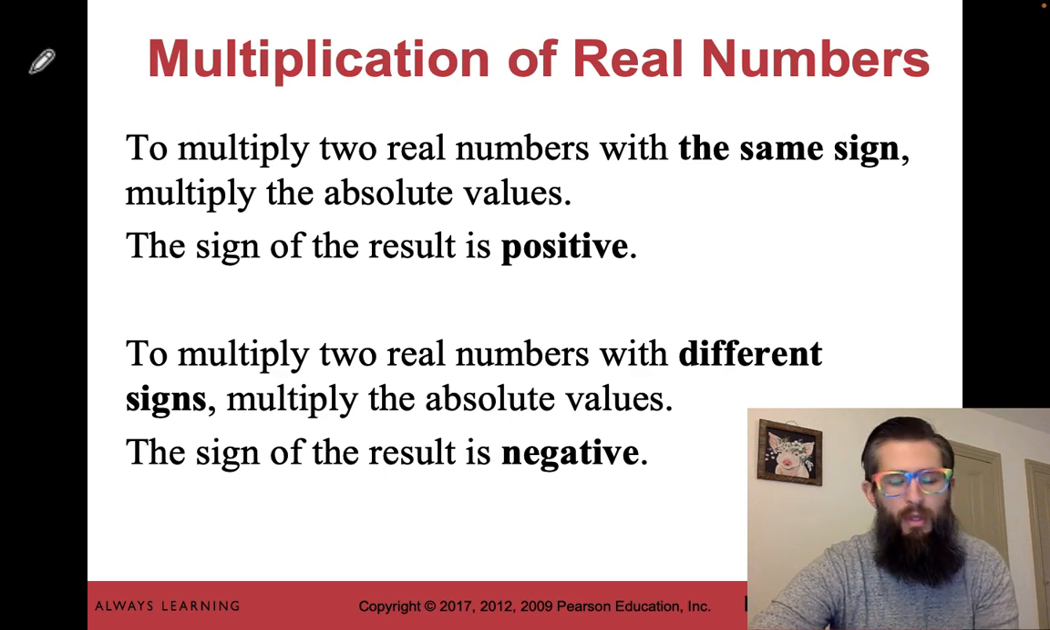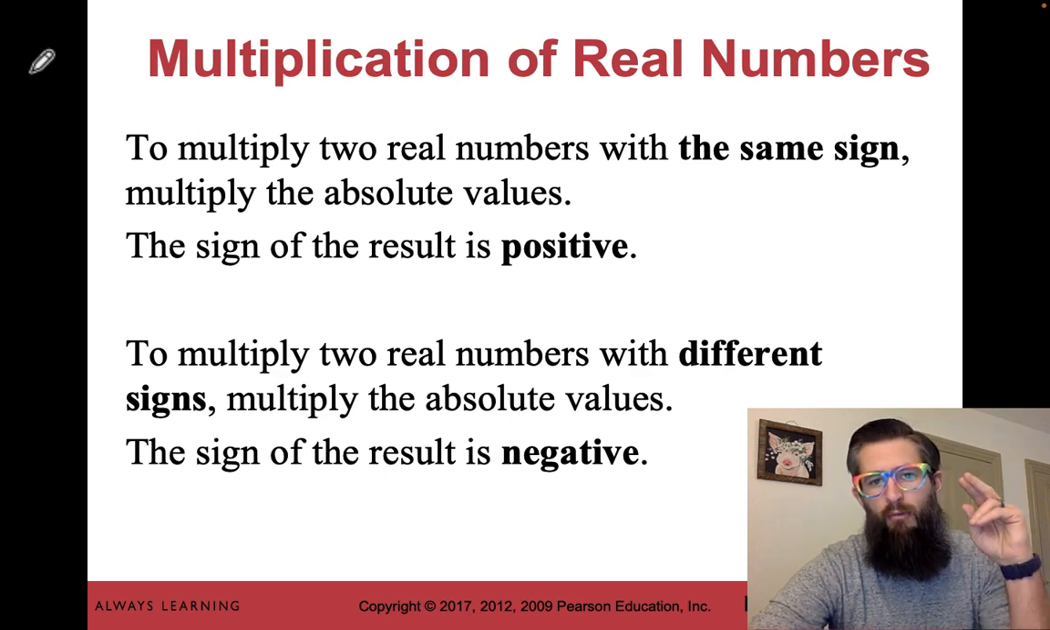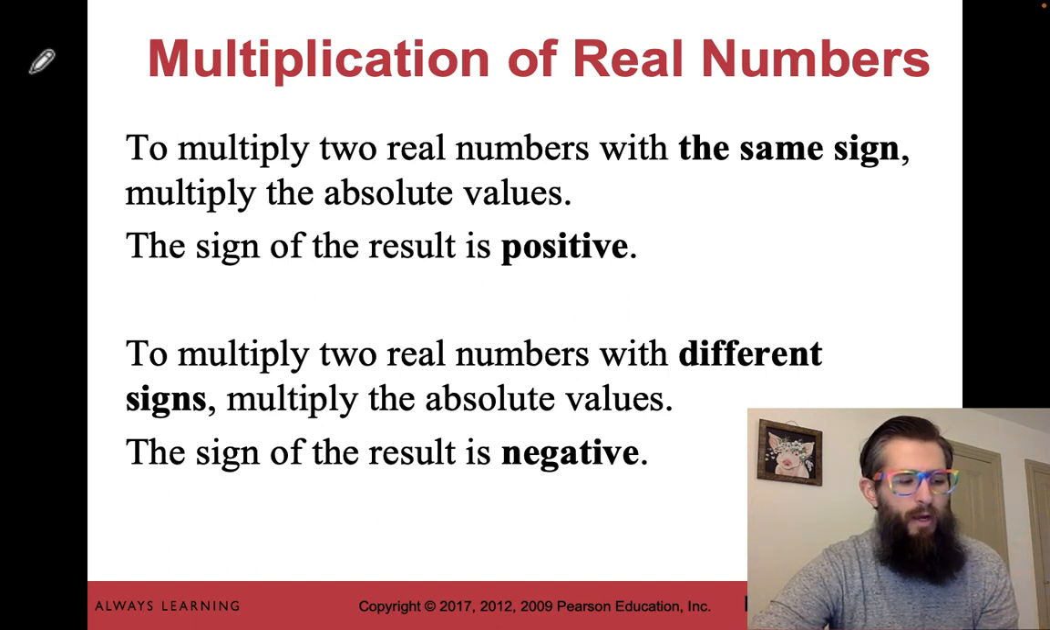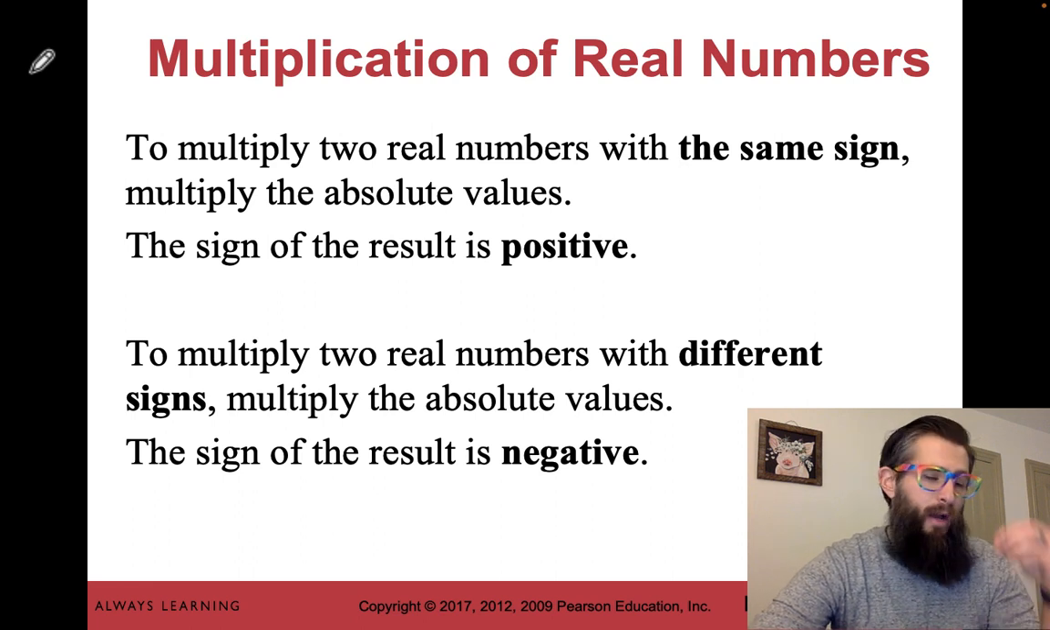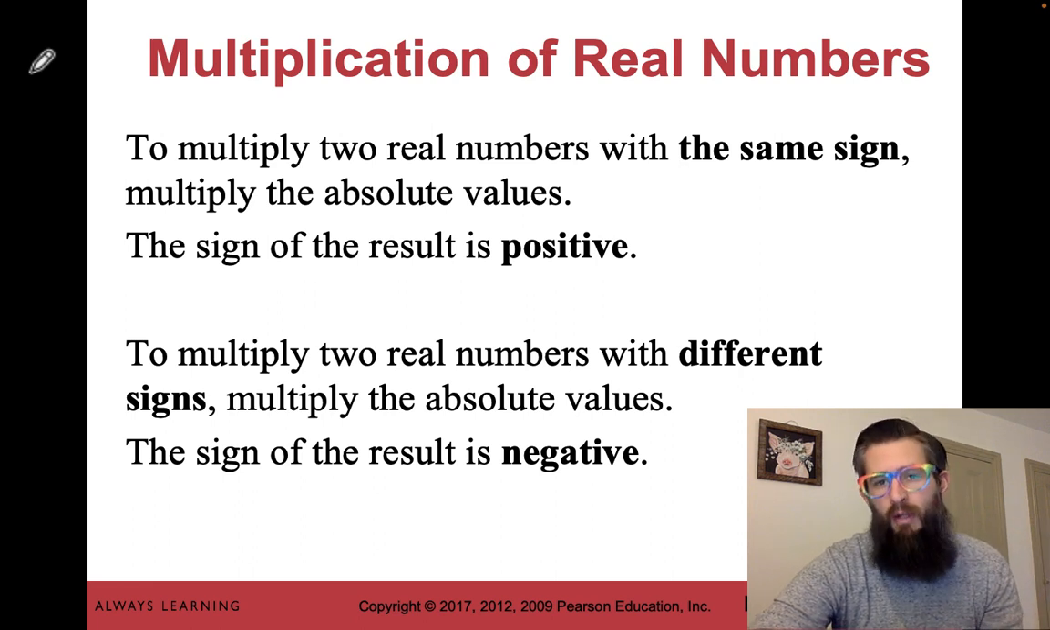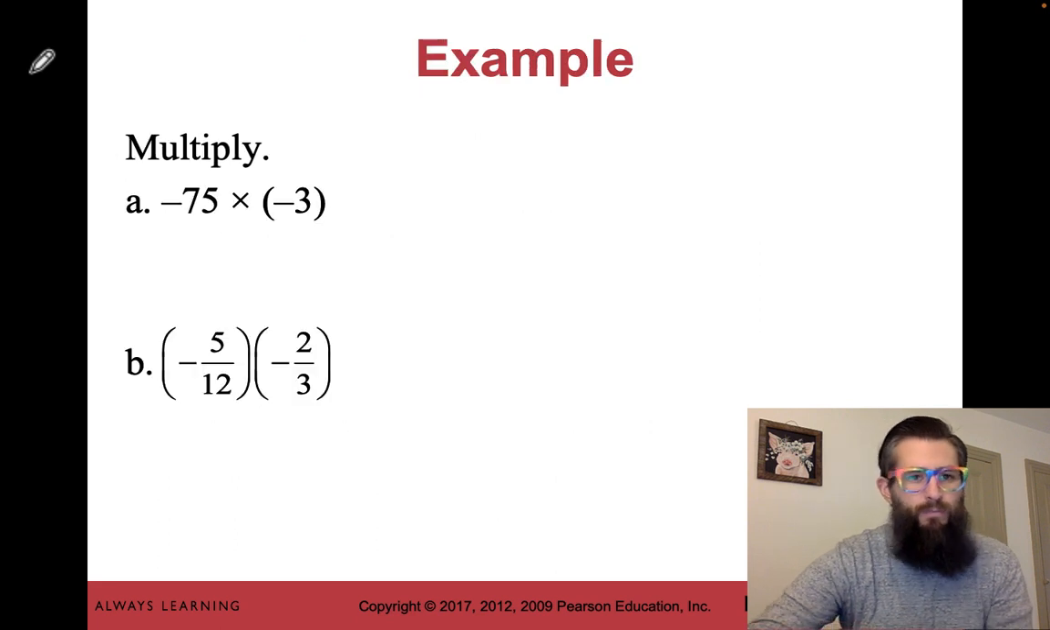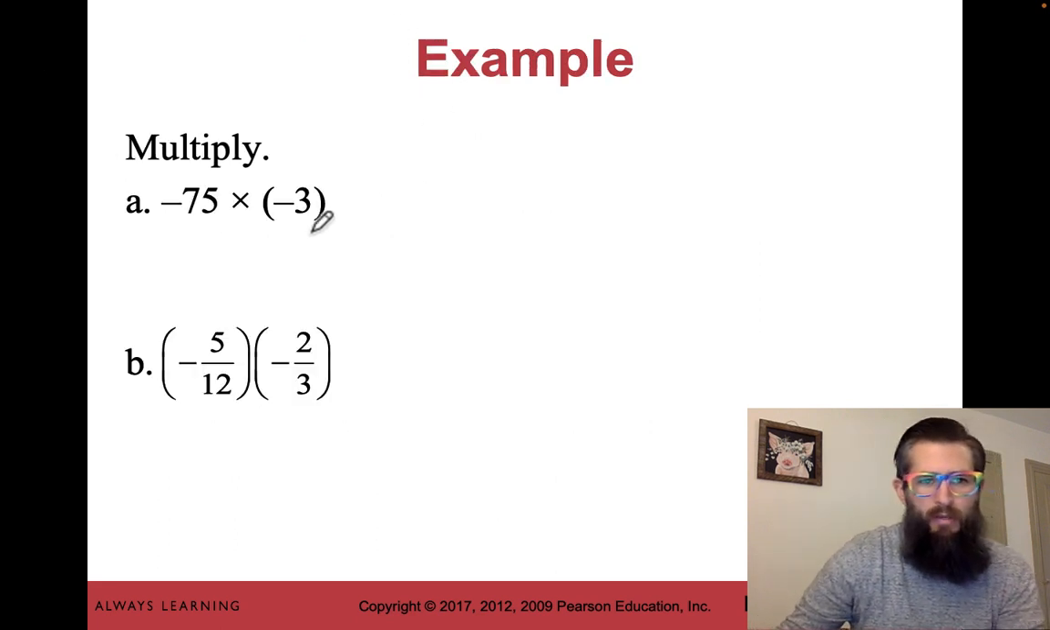So when we're thinking about multiplying real numbers, if we have two factors and they're both positive, the product will be positive. If we have two factors and they're both negative, then the product will be positive. Now, if we have one positive and one negative, the end result will be negative. So here we're going to examine these different factors.